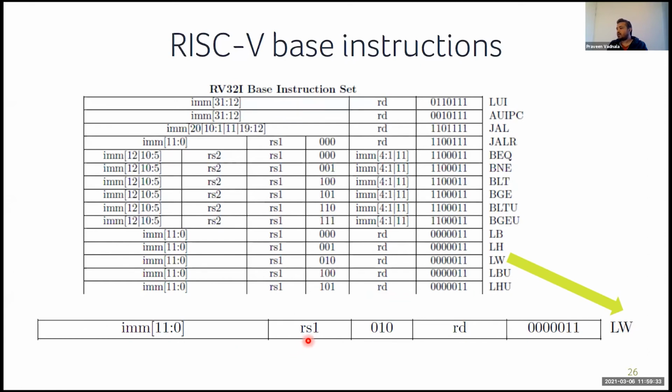And then you have RS1, which is a source register. And this is the immediate value, which means from RS1, you add what is there in the immediate to go to that particular location, and RD is going to be the destination register. So basically what it does is it loads from the address that's specified by RS1 and immediate to register RD. It's just basically loading a word from the memory.